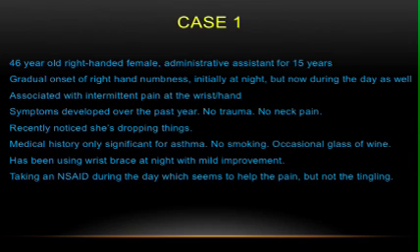In case one, a 46-year-old right-handed female, administrative assistant for 15 years. She presents with a gradual onset of right hand numbness, which started initially at nighttime, but then she started having it during the day. There is some associated intermittent pain at the wrist and hand. Symptoms developed over the past year or so. There's no associated trauma. There's no neck pain. She's recently noticed that she's dropping things. Her medical history is only significant for asthma. She's not a smoker. She's been using a wrist brace at night, which gives her some help. She's taking some NSAIDs, anti-inflammatories, which seem to help the pain, but not really the tingling.